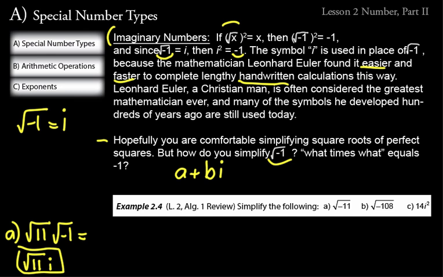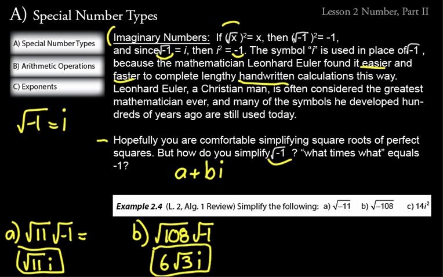Then in B, again, if we see a negative inside a square root sign, the first thing we should want to do is get that factored out. So we have the square root of 108 times the square root of negative 1. We know that the square root of negative 1 is going to be i. We already did the square root of 108. That's the square root of 36 times the square root of 3, or 6 times the square root of 3. Times the square root of negative 1 would just be an i on the outside of the square root sign, though, right? So you've got to make sure to write it on the outside of the square root sign.